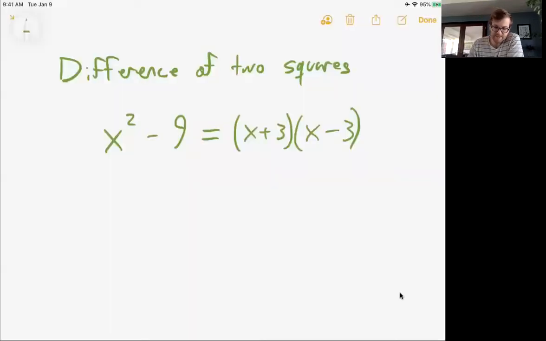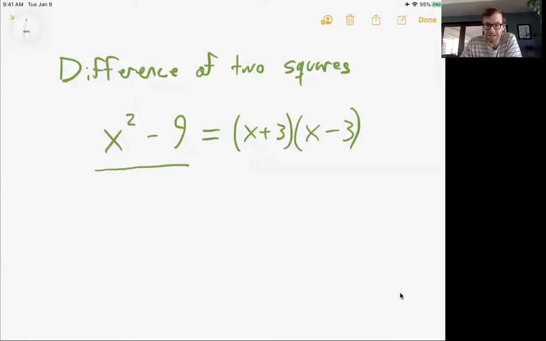Difference of two squares, like I said, you want to get really good at spotting it. And a lot of the times it can be pretty easy to spot. So this is a classic difference of two squares problem. Notice that it's a difference, meaning it's a subtraction problem, right? And each of the terms are perfect squares. X squared is a perfect square, 9 is a perfect square. So it's the difference of these two squares. That's where it gets the name from.